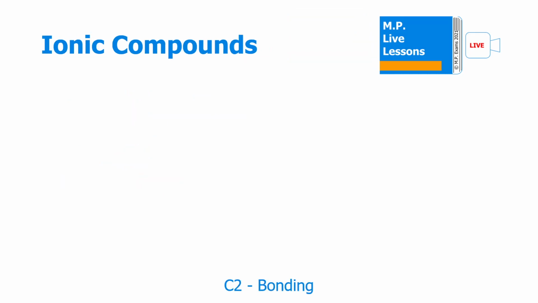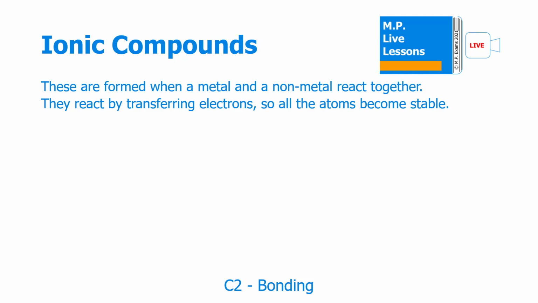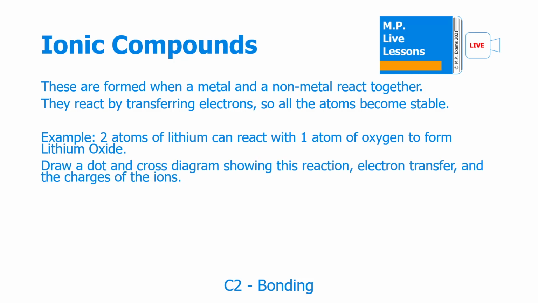Now this links into ionic compounds and bonding. So these are formed when a metal and a non-metal react together. So they react by transferring electrons, so the atoms become stable. For example, 2 atoms of lithium can react with 1 atom of oxygen to form lithium oxide. We can draw this with a dot and cross diagram showing this reaction, and it can show the electron transfer. And I'm going to just draw the outer shell of electrons only.